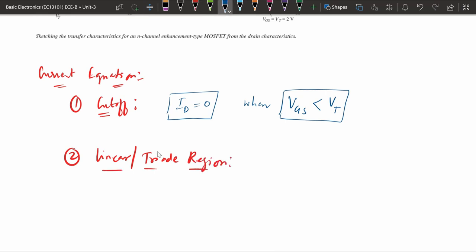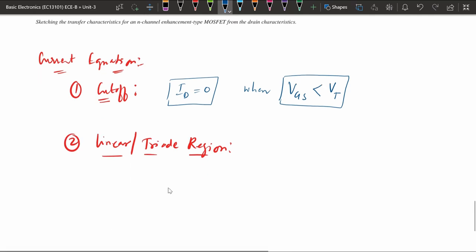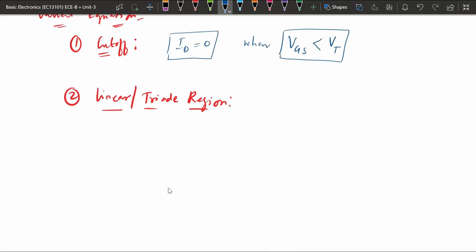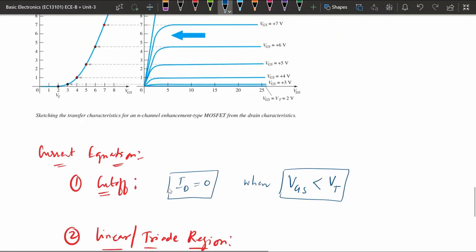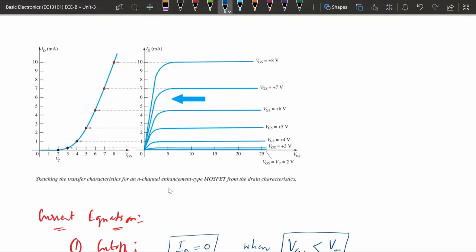So the condition for the triode region is that we need to apply a VGS that is greater than VT, the threshold voltage. That means the channel has been formed, and as the channel has been formed, this is the linear region. So we need to have the channel formed, and this was the point.